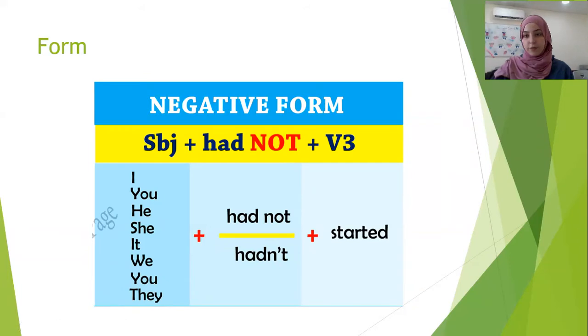Let's look at the negative form. Subject plus had not plus verb 3. Simple. So I had not or hadn't as a contraction. I hadn't started. We hadn't played.